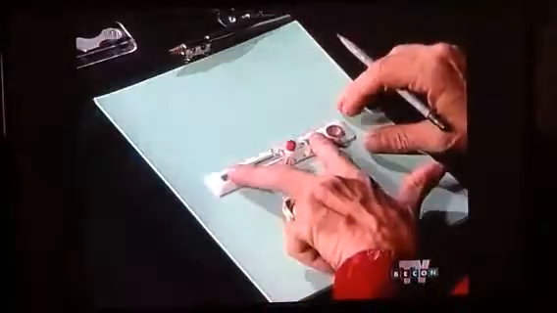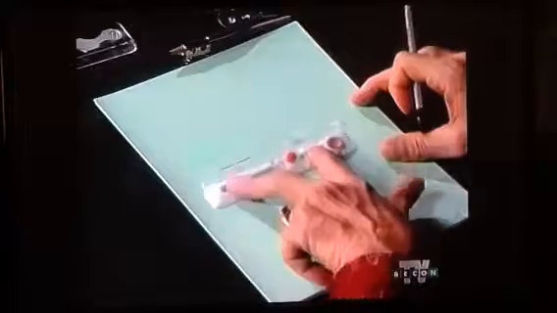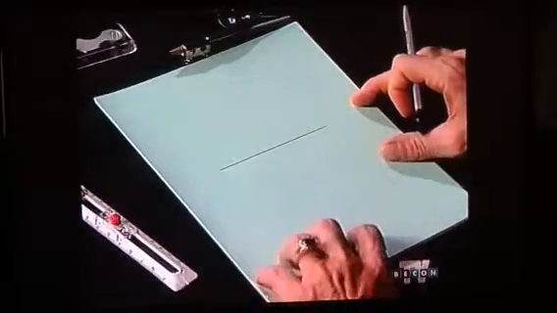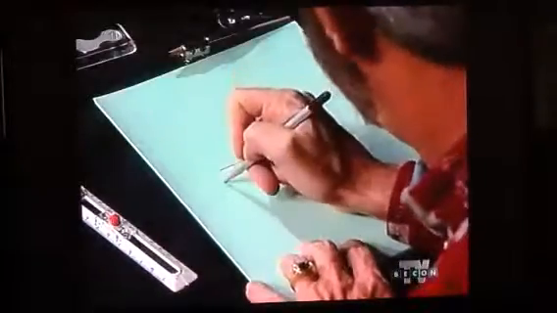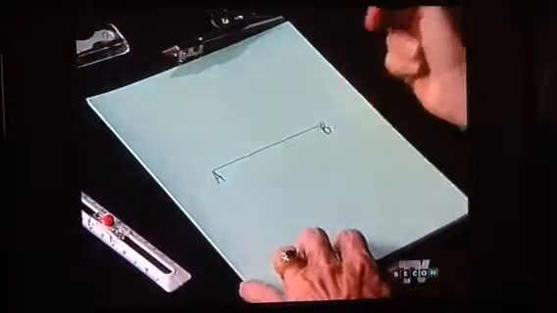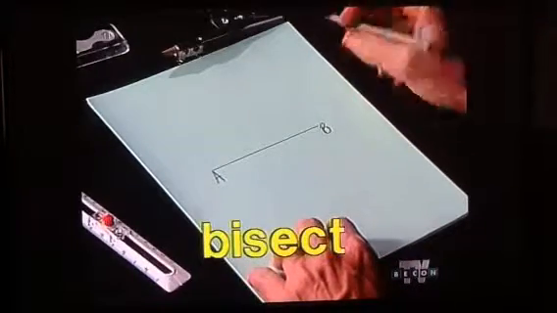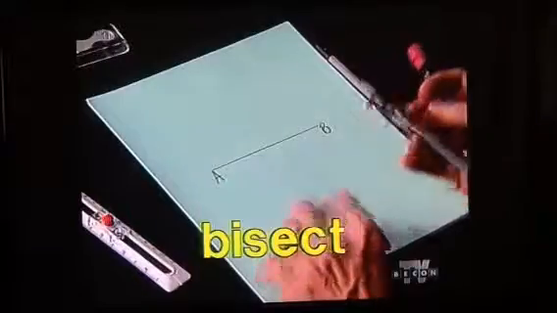Now, are you ready to begin? Good. Using a ruler or a straight edge, we're going to draw a line segment. The length doesn't matter. Then, we're going to label it AB. Then, we're going to bisect this line segment, which means we divide it into two equal parts.